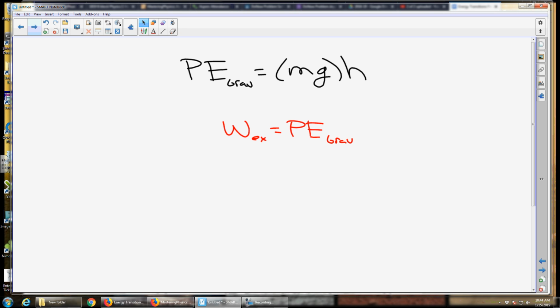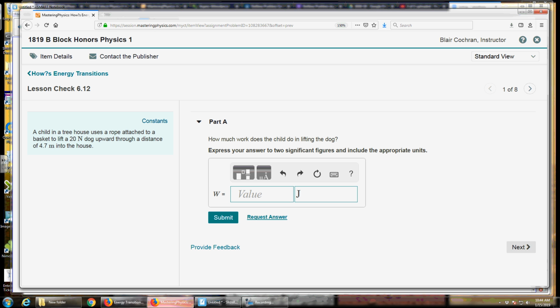Do we know the weight of the dog? Yes. My guess is a lot of people will make the mistake of saying, oh, 20 newtons, that's the mass. That's the weight. And be careful, someone last block didn't use 2 sig figs, they used 3 and it marked them wrong, just because it wasn't close enough.